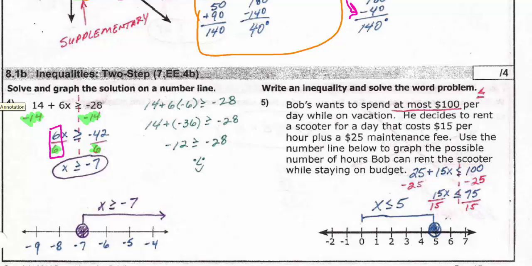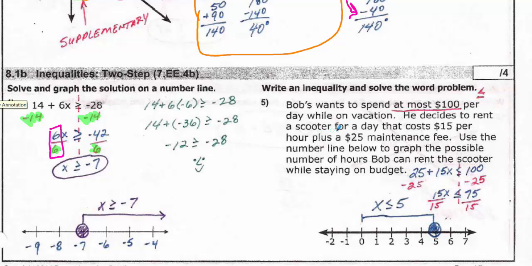All right, on to number 5, word problems with an inequality. So Bob wants to spend at most $100. At most means less than or equal to. If he has to, he'll spend $100, but man, he'd sure rather spend $90 or $80. Nobody ever goes on a vacation and says, well, I don't want to spend any more than $100, so I guess I'll spend $120. Nope, it has to be less than $100, but it could be $100. So that's why the symbol we use is the less than or equal to symbol.